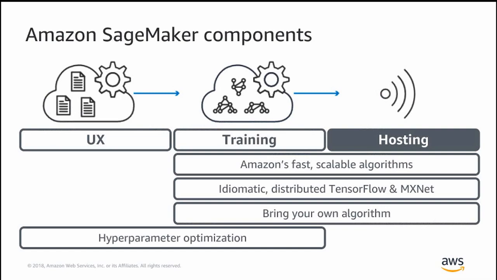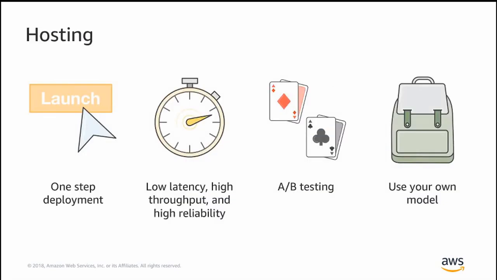The third component of Amazon SageMaker is hosting. And here again, the goal is ease, so one-step deployment. Once you've trained your model, it's very quick and easy to deploy a real-time online predictor. These endpoints are going to be low latency, high throughput, and highly reliable. You can also deploy multiple models behind the same endpoint for A/B testing, and you can bring your own model. So if you've trained your model outside of SageMaker, that's okay. You can still host it within SageMaker's endpoints.